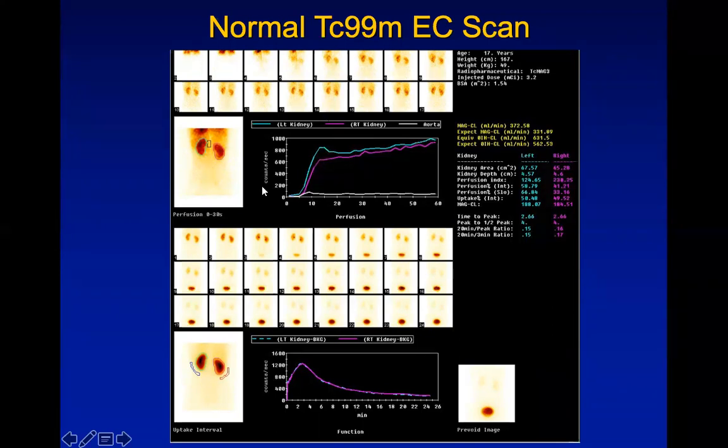This graph, now what happens is we draw a region of interest on the kidneys on the computer generated image. The computer gives us a fusion image. This is 0 to 30 seconds. These images are fused into a single image. So you can draw the region of interest over this, over the left kidney and over the right kidney and over the abdominal aorta. And then you get this graph for 60 seconds. So this shows an excellent perfusion curve in both the kidneys, which is then maintained.